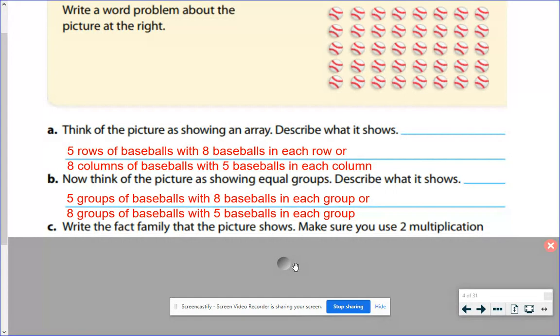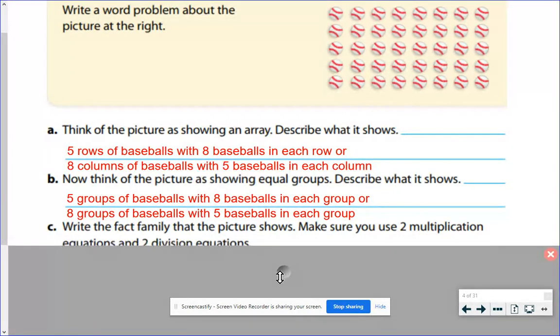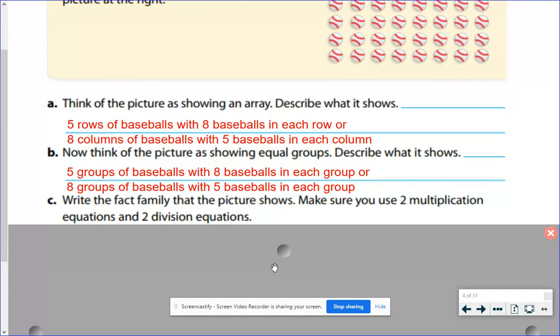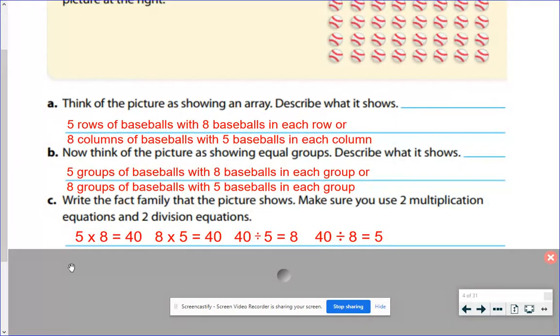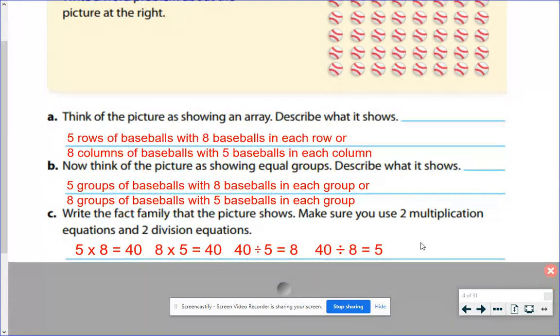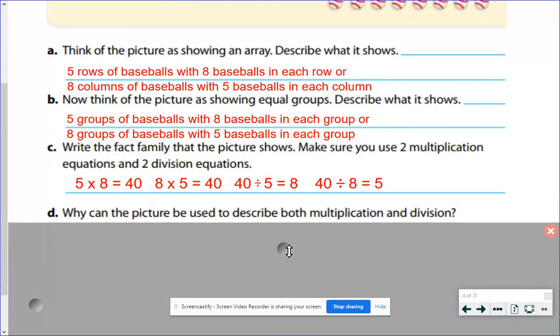If we write a fact family that this picture shows, and we're going to make sure we use 2 multiplication equations and 2 division equations, what would that look like? We could say 5 times 8 equals 40, or 8 times 5 equals 40, based on how we looked at it, if we looked at the groups in terms of rows or columns. And then we could say if we have 40 baseballs in all put into 5 groups, there would be 8 in each group, or 40 divided by 8 is 5. So all of those are fact families for that picture.